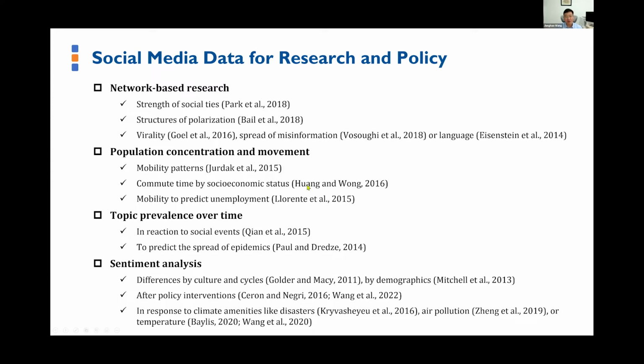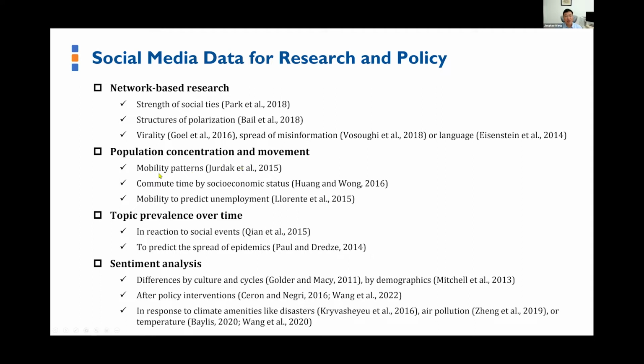There is tremendous research in this field. For example, network-based research, because everyone knows that social media is a good way to study online social networks. For example, studying the strength of social ties, the structure of polarization, and the virality and spreading of misinformation and languages. Some studies concentrate on population concentration and movement. It's a good way to study human mobility.